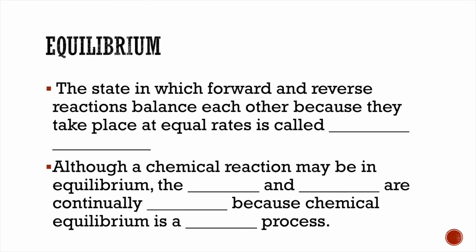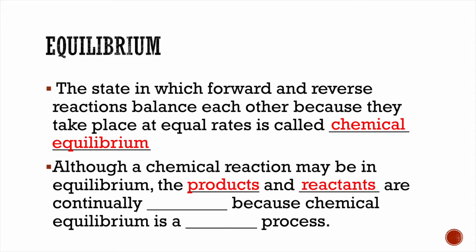So, the state in which forward and reverse reactions balance each other because they take place at equal rates is called chemical equilibrium. Right? So, when we are having equal rates of the forward and the reverse reaction. Although a chemical reaction may be in equilibrium, the products and the reactants are continually changing because chemical equilibrium is a dynamic process.